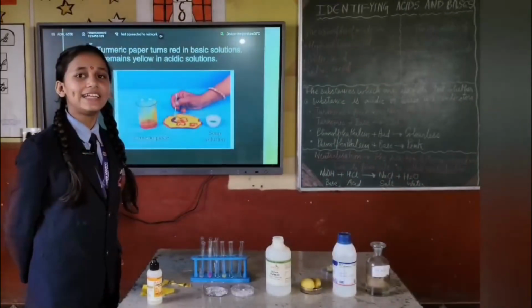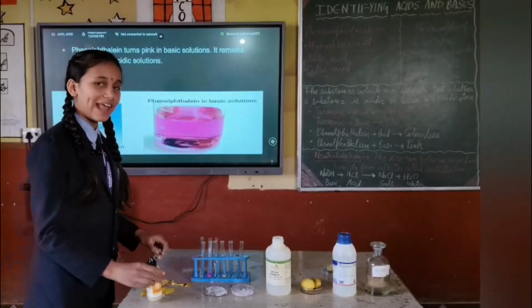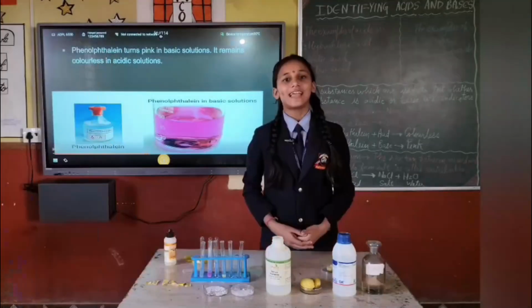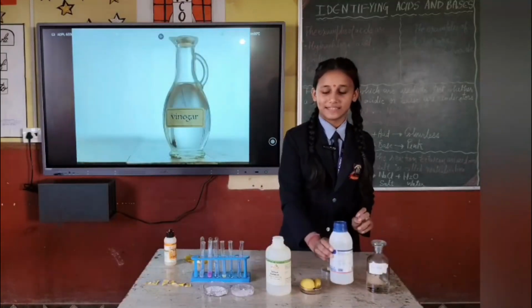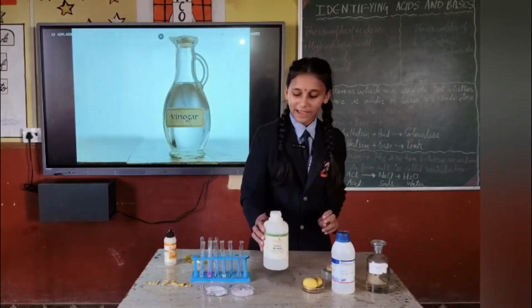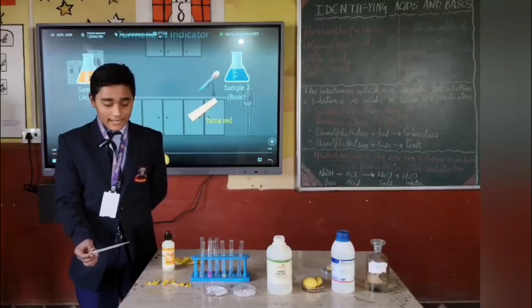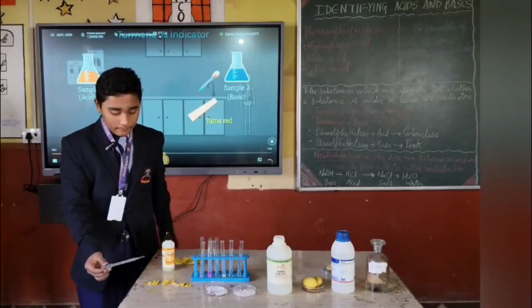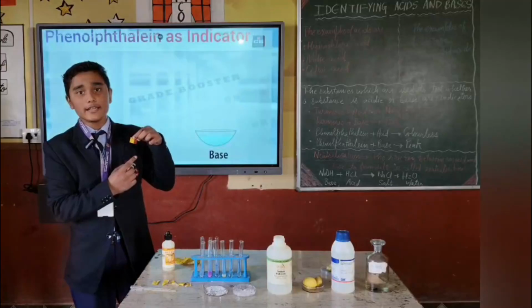So we will identify if a substance is acidic or basic using phenolphthalein and turmeric as indicators. For this activity, we will need dilute hydrochloric acid, acetic acid, lemon, sodium hydroxide, soap solution and baking soda. We will add sodium hydroxide on turmeric paper. It turns red, indicating it is a base.